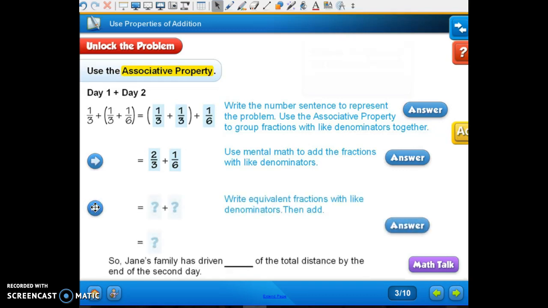Now write equivalent fractions with like denominators, then add. So what are we going to change 2/3 to, so that we can add it to 6ths? And to do that, we would have to multiply it by 2/2. So we would have 4/6 plus 1/6 to equal 5/6. So Jane's family has driven 5/6 of the total distance by the end of the second day.